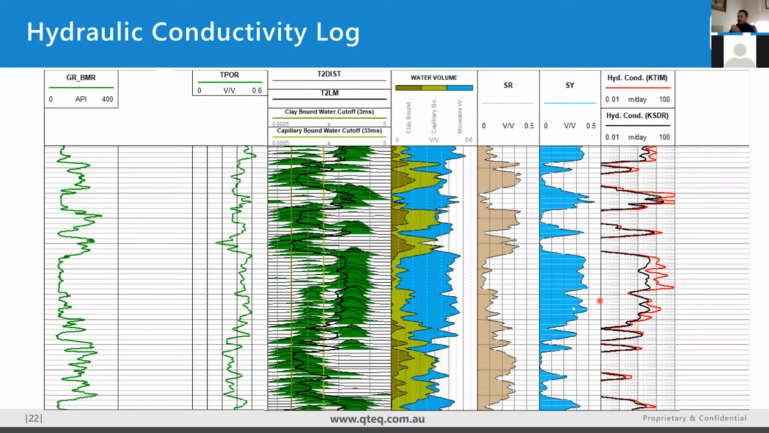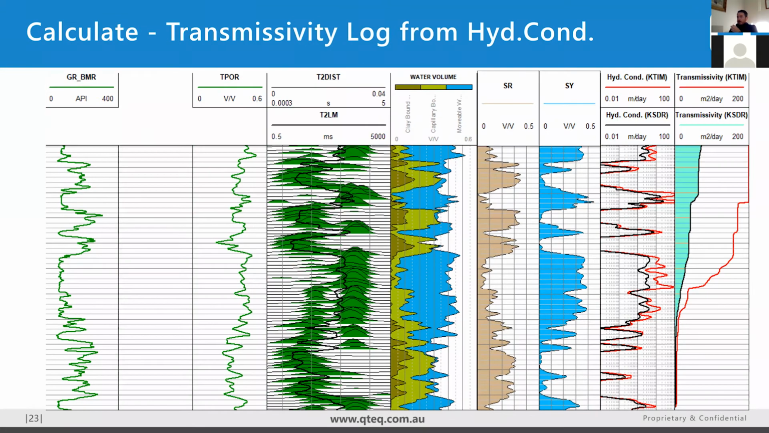This one doesn't show it as well, but if we're looking at gamma ray only, some of these bands you might think of as an impermeable layer, but when you do the measurement, you'll see that there's still some potential communication between them. And if you're looking at a transmissivity value, we can integrate that hydraulic conductivity log up, and we get this continuous transmissivity flow.